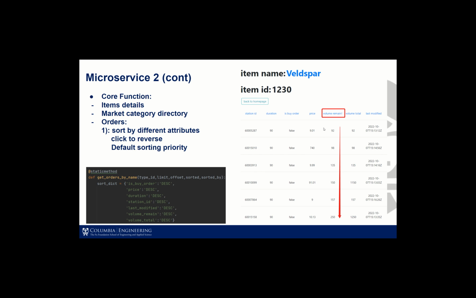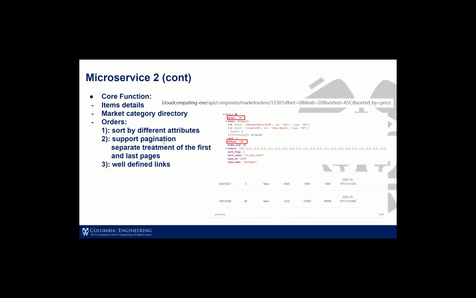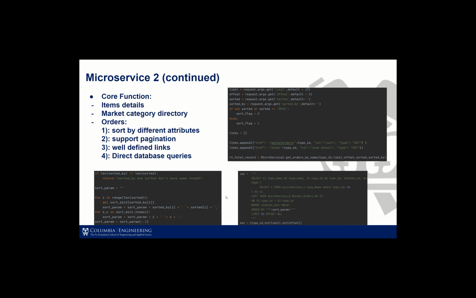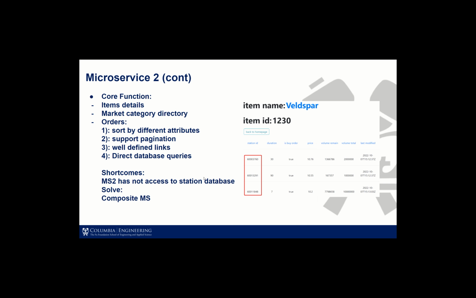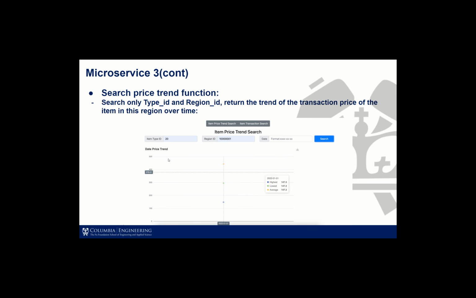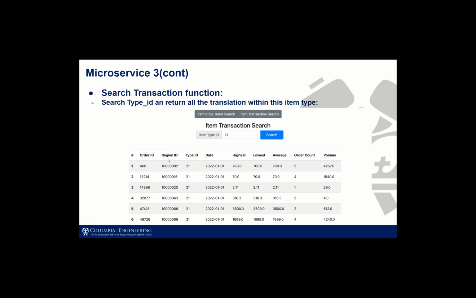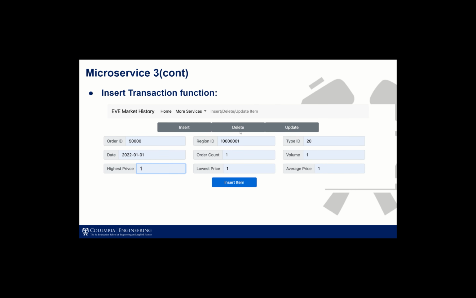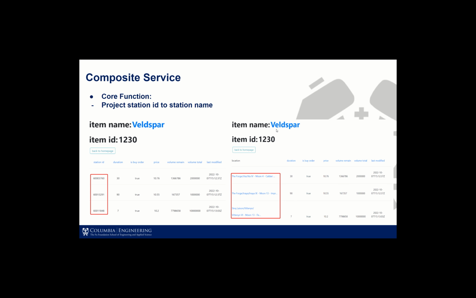Microservice 2 supports sorting and pagination. It has separate treatment for first and last pages. It has well-defined links. All of this is supported by the backend within the database server. However, it has no access to station name, so it only has station ID. For microservice 3, a lot of fancy stuff. It can do insert, delete, and update.